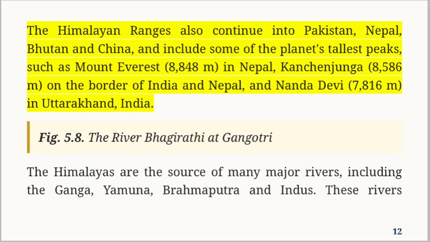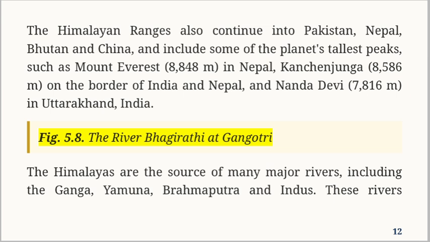The Himalayan ranges also continue into Pakistan, Nepal, Bhutan, and China, and include some of the planet's tallest peaks, such as Mount Everest, 8,848 meters in Nepal, Kanchenjunga, 8,586 meters on the border of India and Nepal, and Nanda Devi, 7,816 meters in Uttarakhand, India.